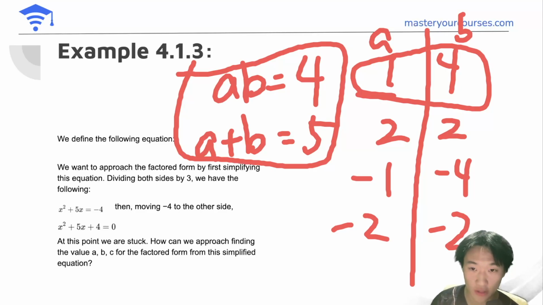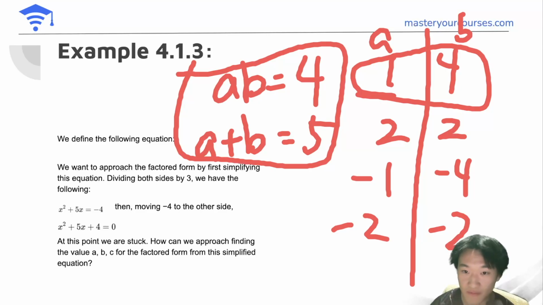So luckily, in this case, we have a simple enough system of equations such that we can just write out all the possible cases. So we have 1, 4, 2, 2, negative 1, negative 4, negative 2, negative 2. These are all the cases in which a times b is equal to 4, and a, b are integers, right? And there's no other case in which a times b is equal to 4. So then it's just a process of elimination. Which ones add up to 5?